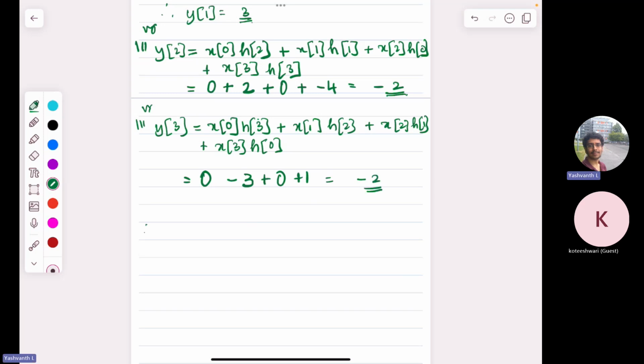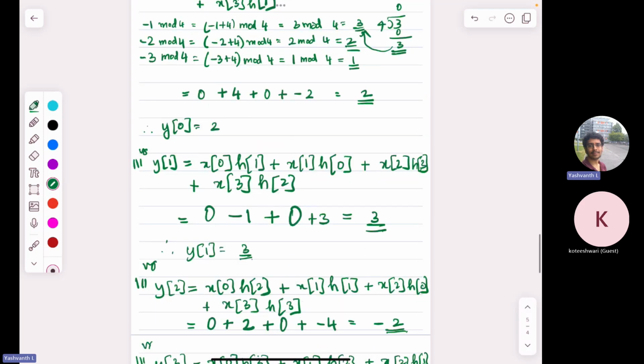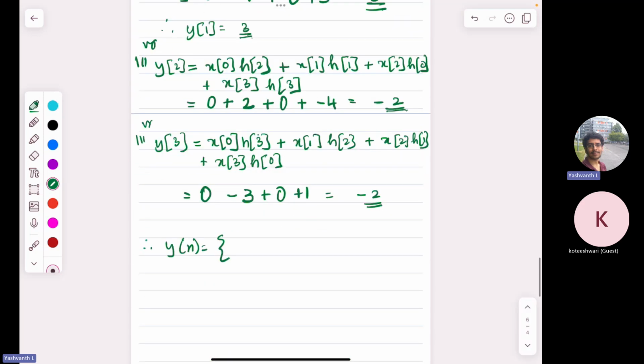Therefore, your circular convolution y of n is: what is y of 0? 2. y of 1 is 3. So 2, 3, minus 2, and minus 2, with the arrow marker at 2 meaning y of 0 equal to 2. So this is the answer for the circular convolution. Is this clear?